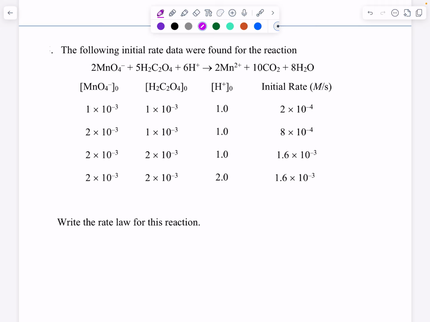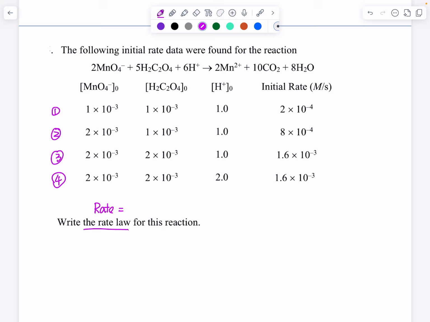For this question, we're given four different trials of data, so I'm just going to label them 1, 2, 3, 4. We have four sets of experimental data. It's asking us to write out the rate law for this reaction. So first things first, we have to know what the rate law is.